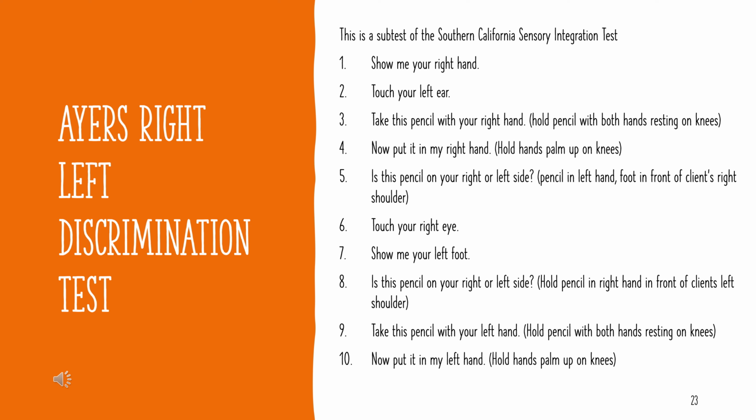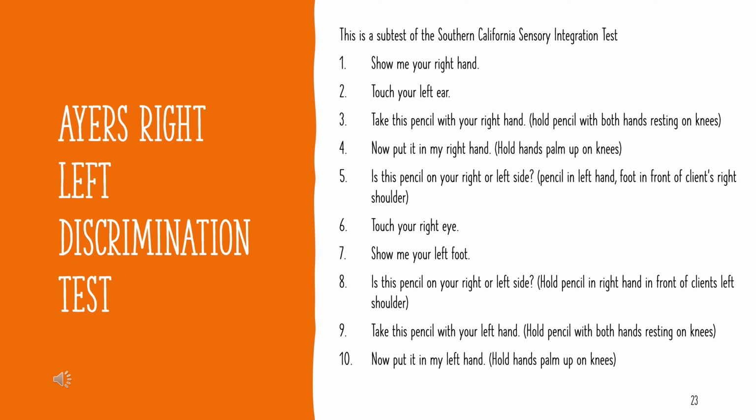Number 3, you're going to say, take this pencil with your right hand, and meanwhile you will hold the pencil with both hands resting on your knees. The fourth instruction is to ask, now put it in my right hand, and you're going to hold both hands palm up on your knees so they can place it in the proper hand. The fifth instruction is to ask, is this pencil on your right or left side? The pencil will be in your left hand and your foot will be in front of your client's right shoulder.